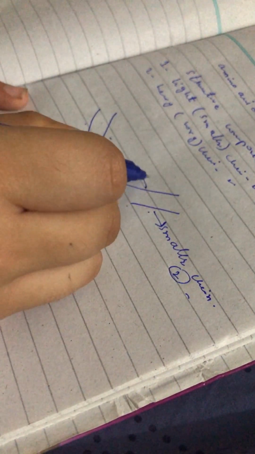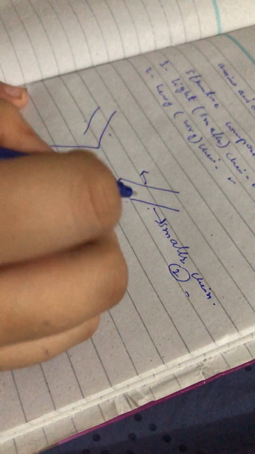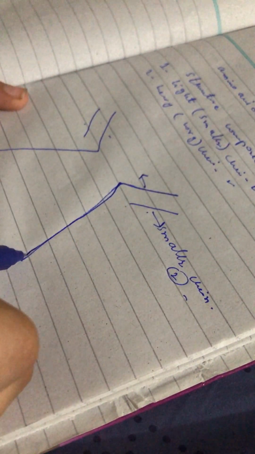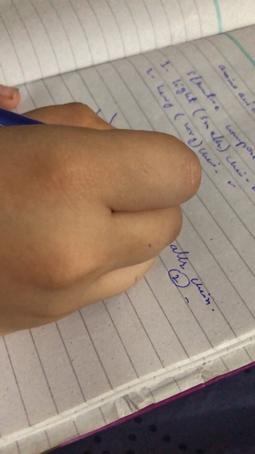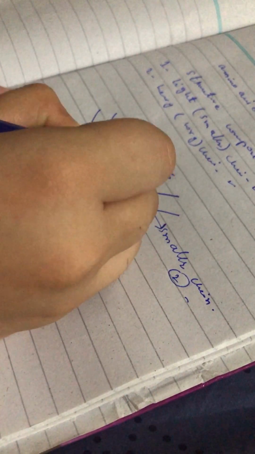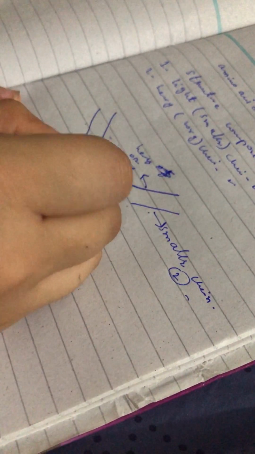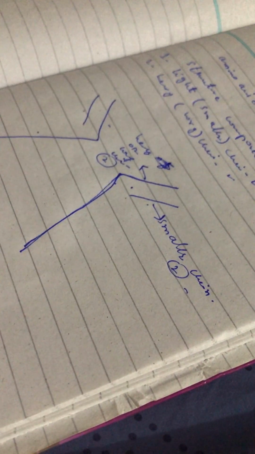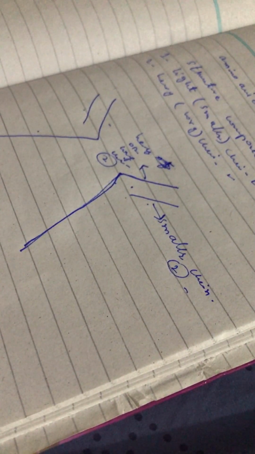And this is the heavy or long chain, this one and this one. So this whole one is the heavy or long chain. These are also two, one and one. So this was the structure.